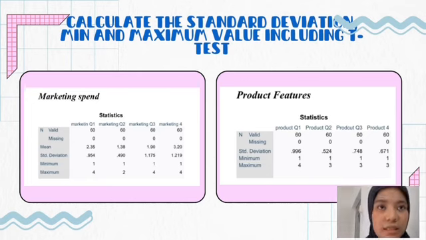Second, product features. The product features were rated on a scale from 1 to 4. The variation in response was slightly higher in quarter 1, at 0.996, compared to the other quarters, indicating different perceptions of the product features in the period.